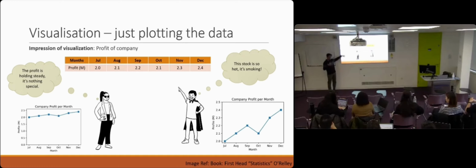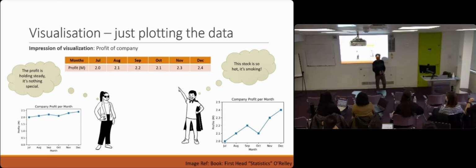Maybe the companies start with 2, right? Or maybe companies start from 1. And this is a million we are talking about. So going from 2 to 2.4 million in 6 months is not bad, right?